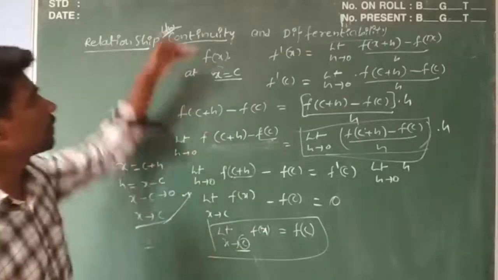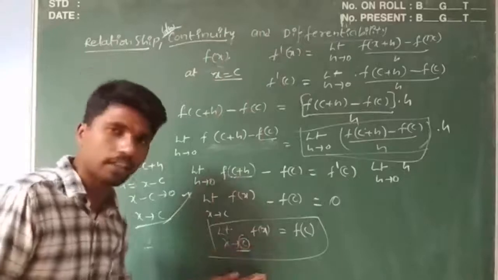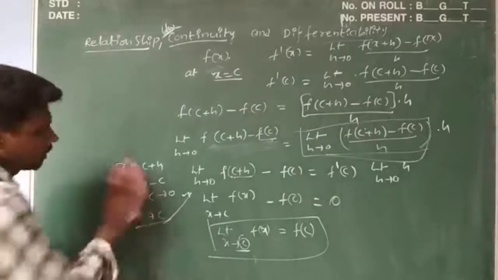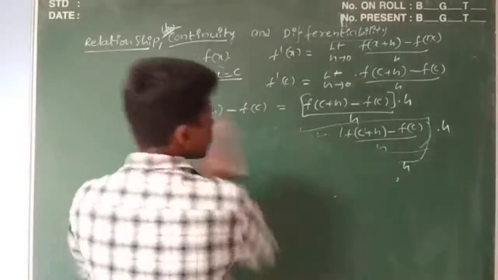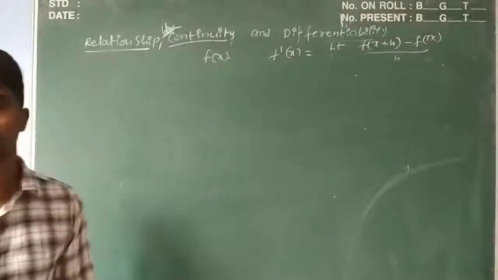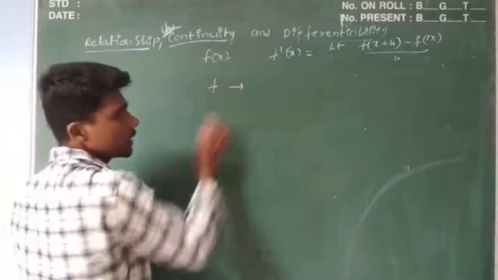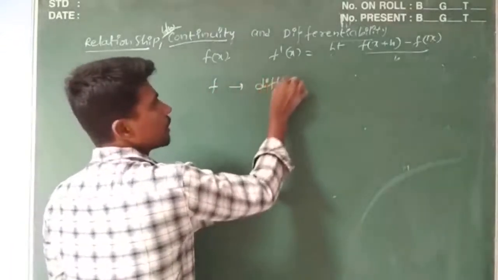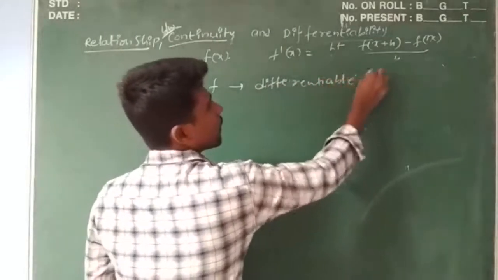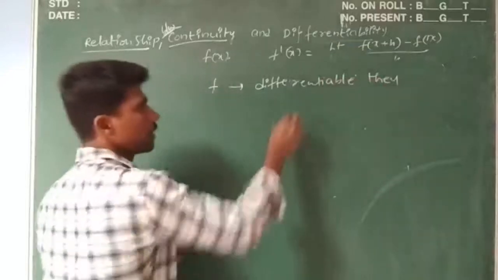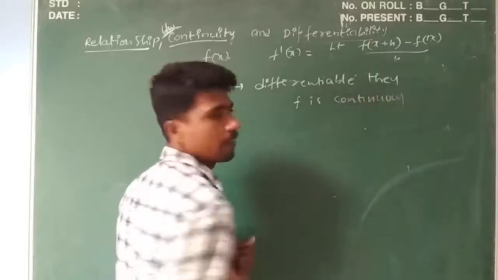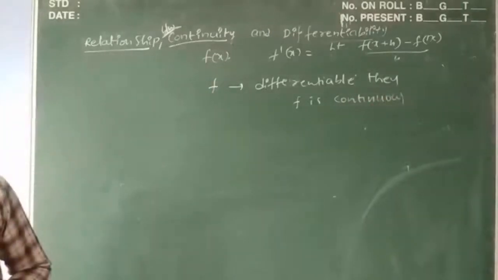So I consider the given function is differentiable. Then what I got is the function is continuous also. From this what we can say, if a function is differentiable, it must be continuous, but its converse does not hold. What is its converse? If f is differentiable, then f is continuous. If f is a differentiable function, then f must be continuous.